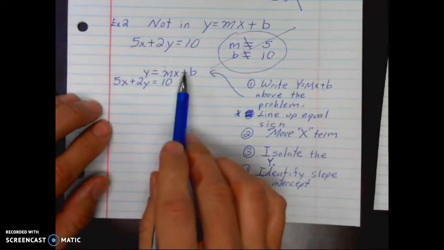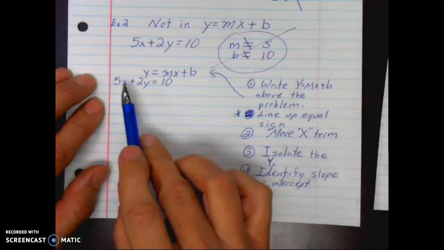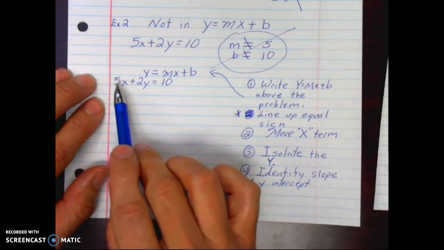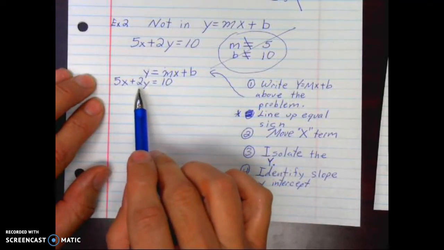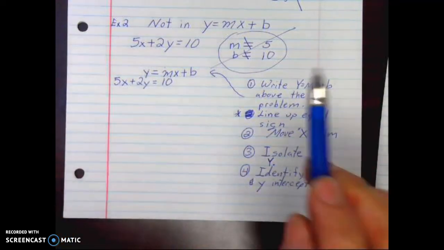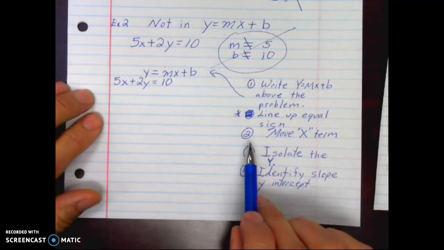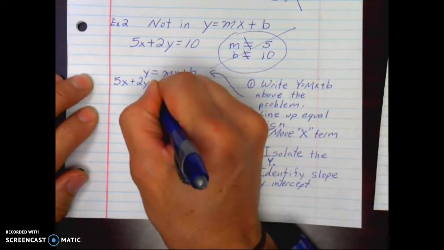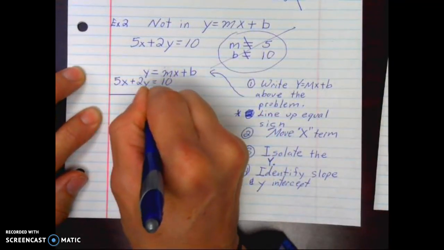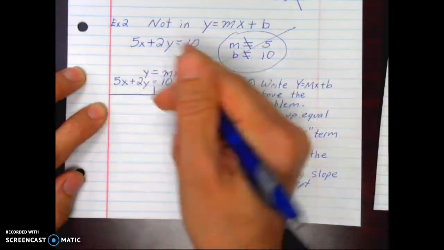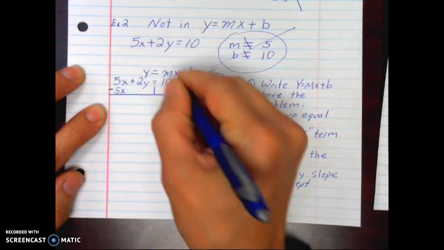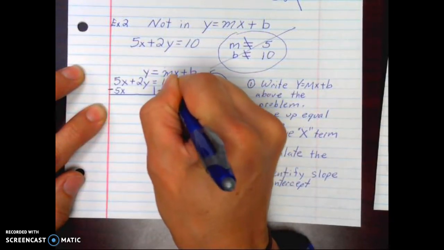Now, the reason you're going to line it up is because you can tell that these do not match. Is my x supposed to be over here? No. Is the y supposed to have something in front of it? No. So, line those up, and here's my first thing. Move the x term. So, I'm going to draw a little line. Now, remember, I'm moving. I'm not separating the 5 from the x. So, I'm going to actually go minus 5x and go minus 5x.